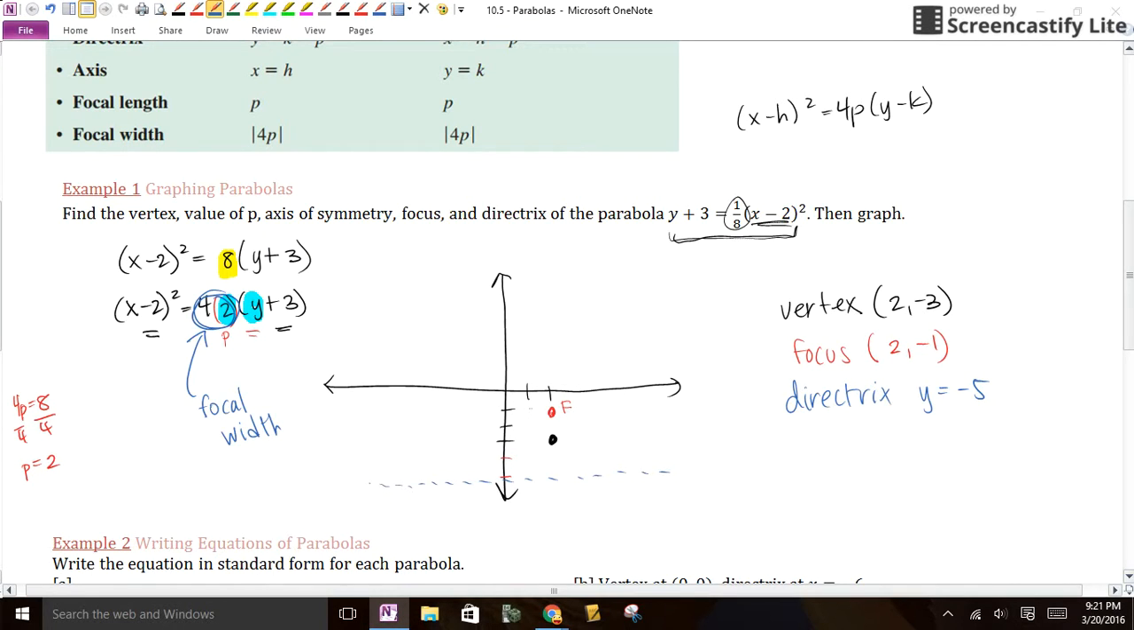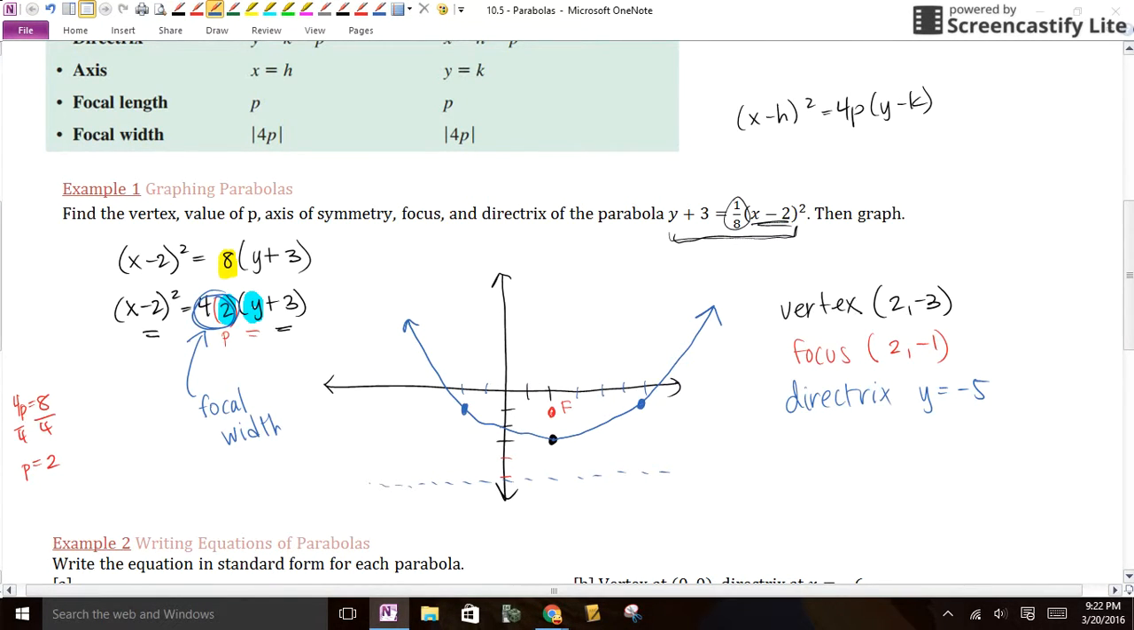So that means 4 to the left: 1, 2, 3, 4. And 1, 2, 3, 4 to the right. That's the focal width. It's 8 units now, which is what it's supposed to be. And now I can make my beautiful parabola like this. And that, my friends, is how you graph parabolas.